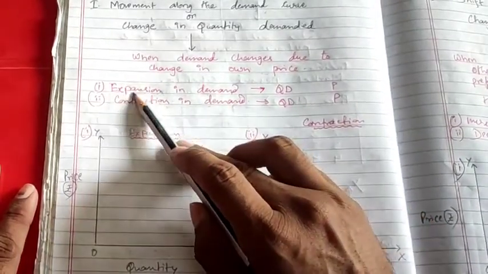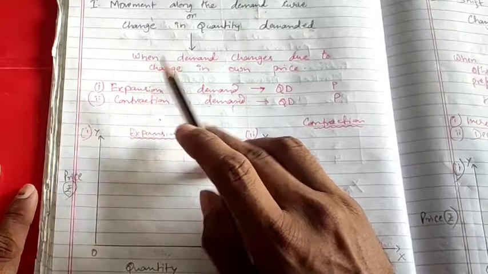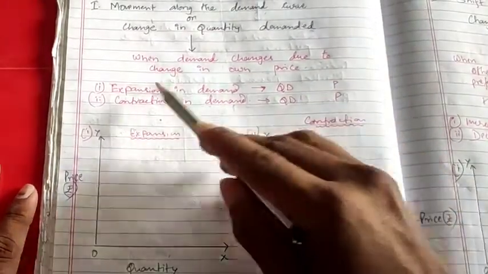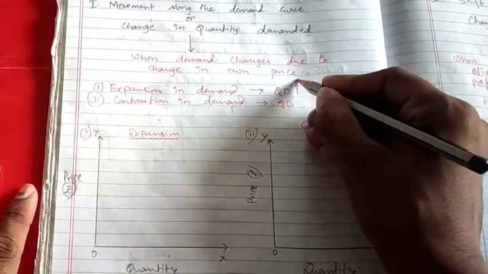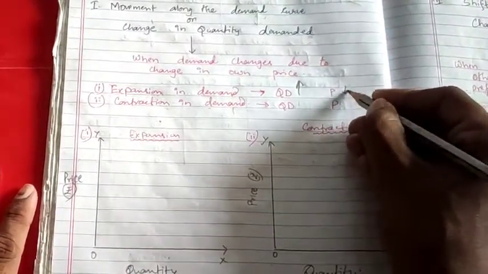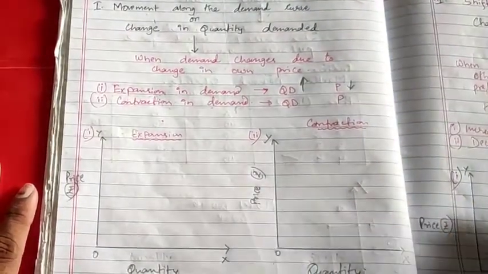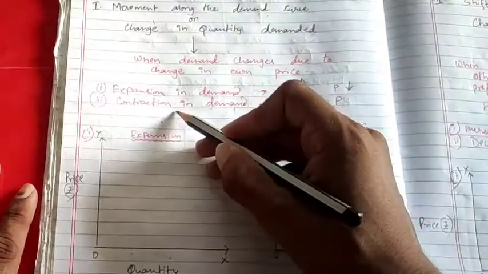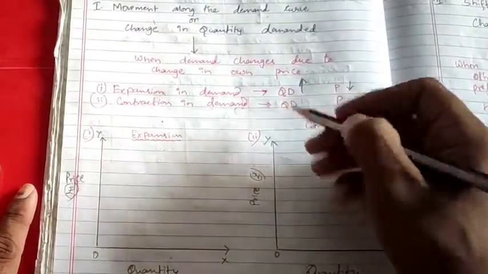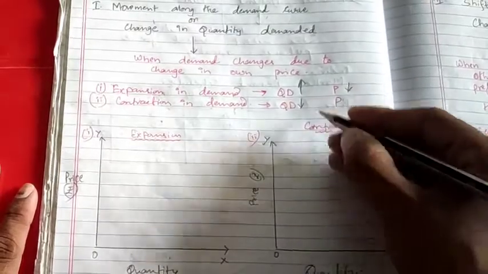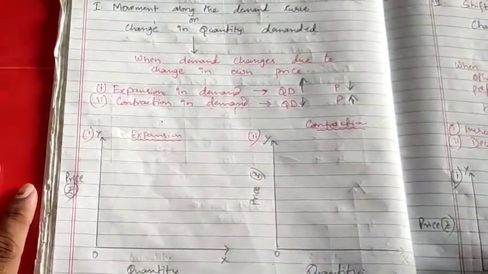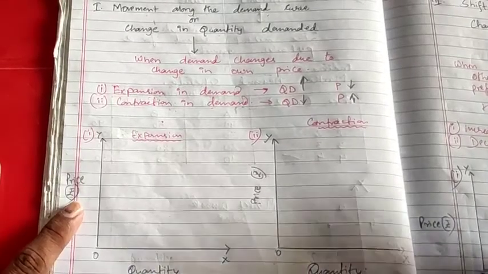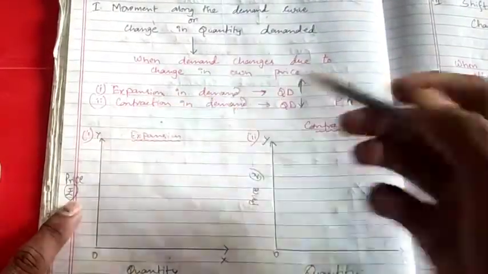Now first, when we talk about expansion in demand, the name itself suggests it is an increase in demand. Expansion means increase. So what is expansion in demand? When quantity demanded increases due to fall in price, other factors constant. Clear? And what is contraction in demand? When quantity demanded falls due to an increase in price, other factors remaining constant. So let us learn these two topics, expansion and contraction, with the help of a diagram.